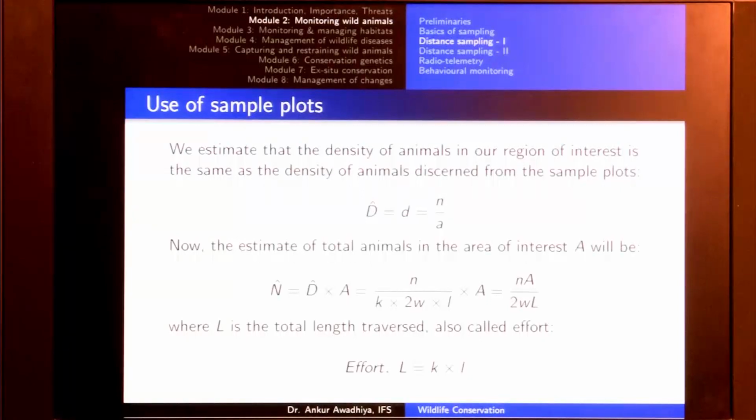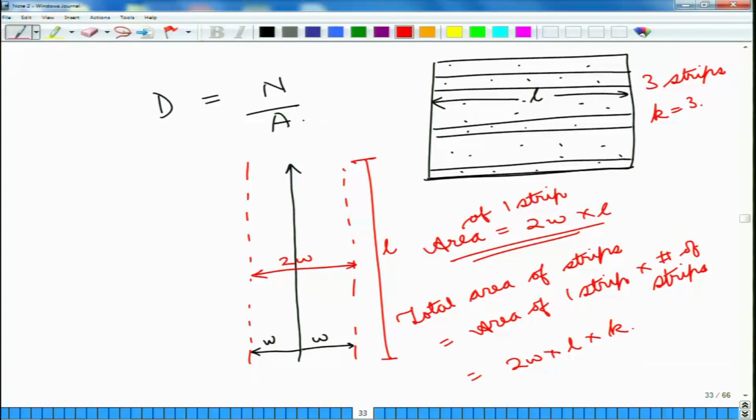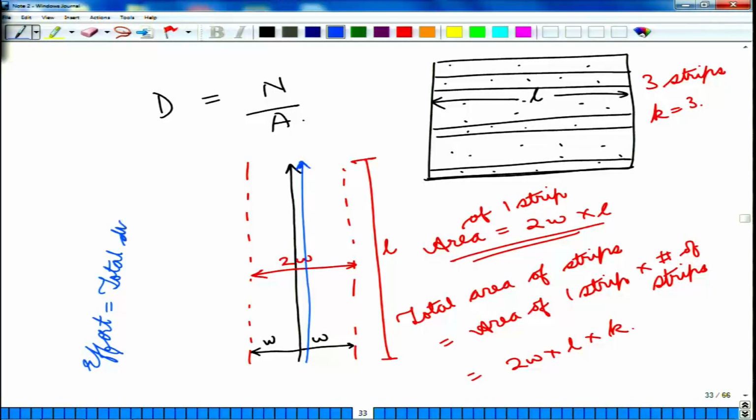So, now coming back to the board, when I had moved this distance of small l, the effort that I have put, because I am not moving in the whole of the area, I am only moving in a straight line. So, this line is of length L. When we say effort, it is the total distance moved by the observer. So, total distance moved in this case is the length of one strip multiplied by the number of strips that we had. So, L into k, which is also given by capital L.